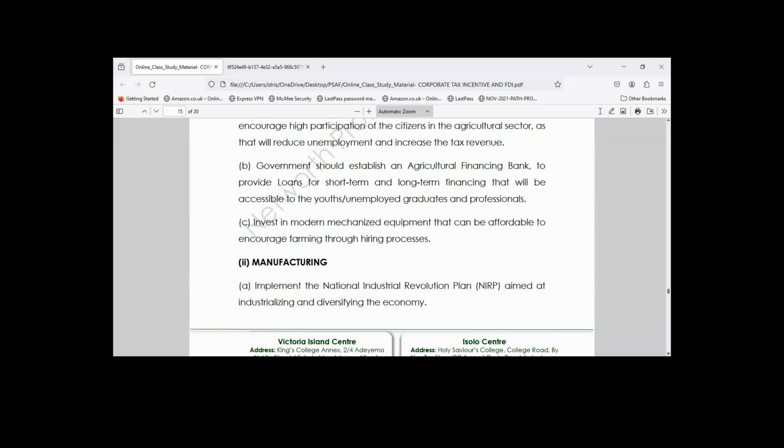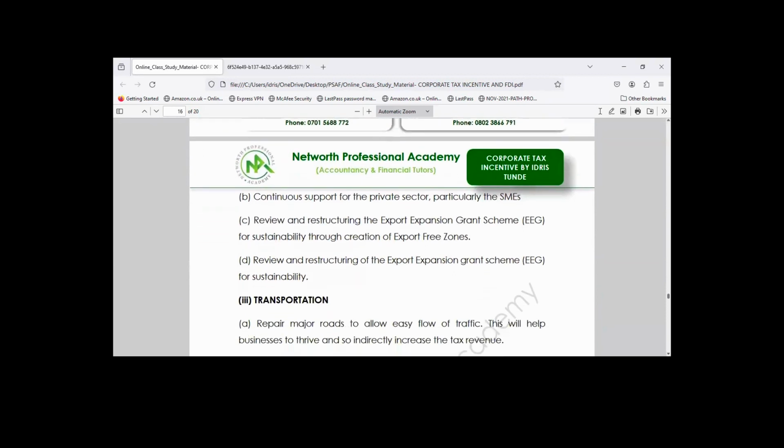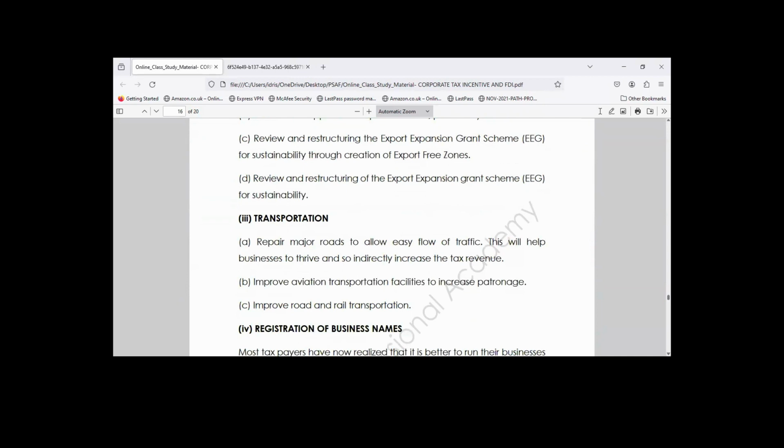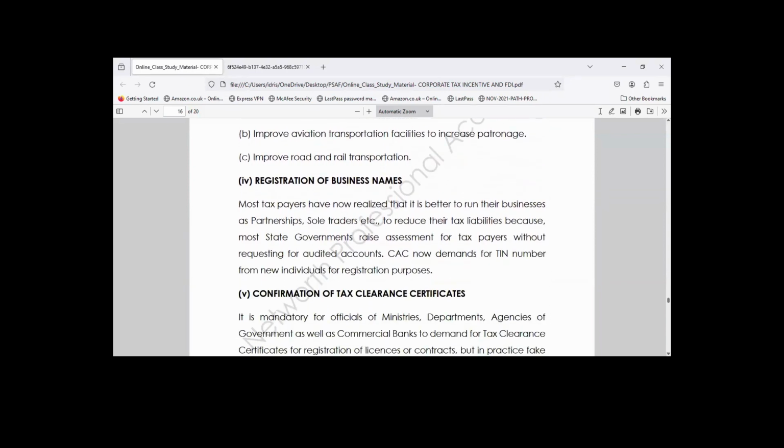Another one, manufacturing, in terms of manufacturing industries. Transport, repair of major roads. If government repairs major roads, constructs a railway system, and improves aviation transport, all this will attract non-oil tax revenue. Registration of business name. Government can do free registration of business names for small companies. If they register the business name, they will give them a TIN number automatically. There will be more companies in the tax net.